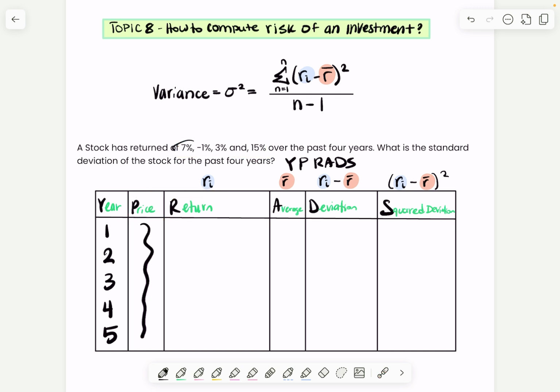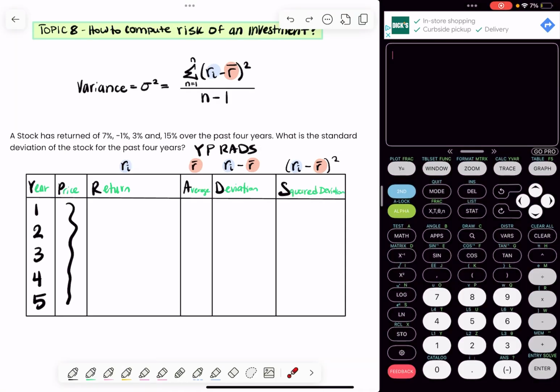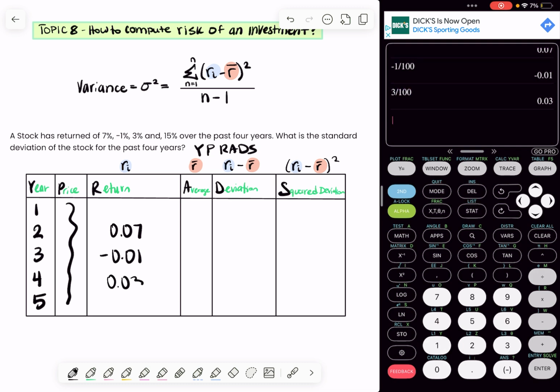So they give us the returns, but in percentages, we need to put them in decimals. So remember, if you're not good at converting, you can always take the number, which is 7, and then divide by 100, and you get your decimal. And remember, we always skip the first row, so 0.07. And then same thing, negative 1 divided by 100 to get it to a decimal, that's negative 0.01. And then 3 divided by 100, that's 0.03. And then 15 divided by 100 is 0.15. So these are your returns.